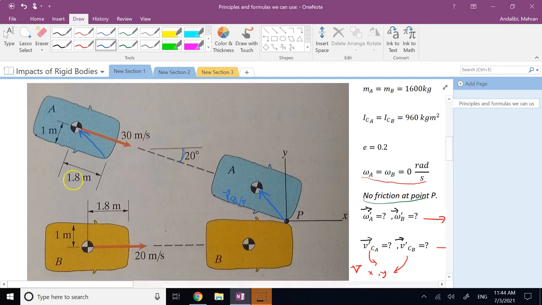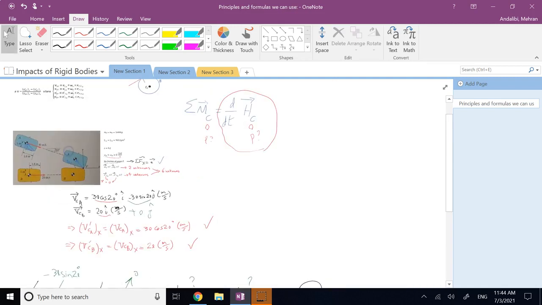Because this 1.8 is along this direction, which makes angle 20 degrees with x, it has to be decomposed along x and y. Then this 1 meter also, which has an angle of 70 degrees, correct? So this angle should be 70 degrees, and this angle is 20 degrees. That 70 degrees should also be decomposed along x and y. So if we want to write it, it is going to be 1.8 negative x, positive y.